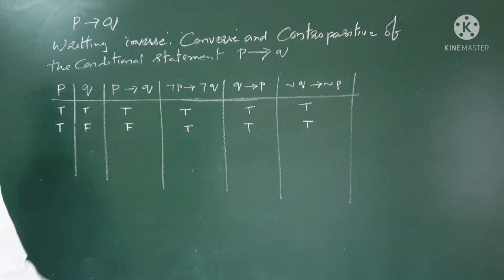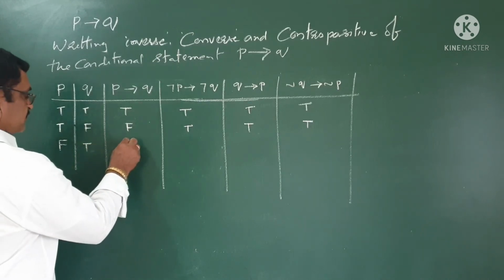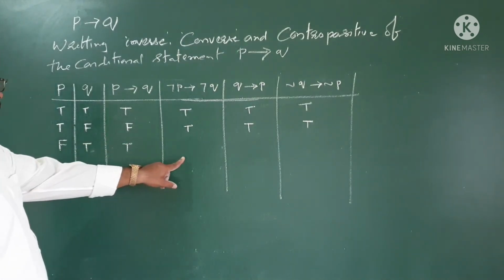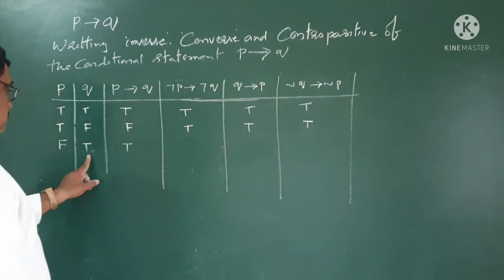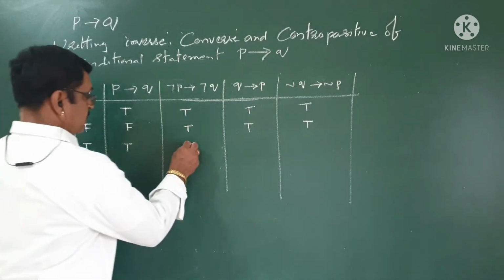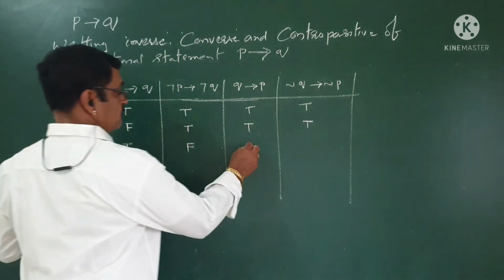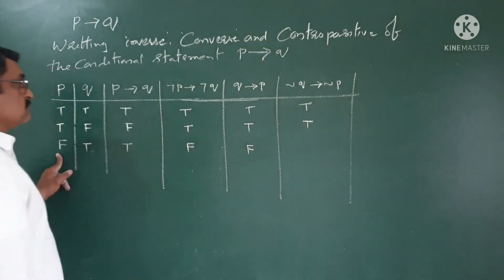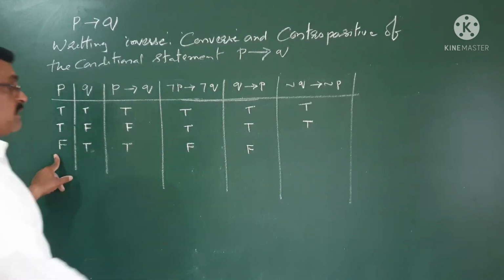Next one, false and true. P implies Q: false implies true, of course this is true. What about this? Negation of P, that means true. Negation of Q, false. True implies false is false. Next, Q implies P: true implies false is false. Next one, negation of Q implies negation of P. Negation of Q means false. Negation of P is true. False implies true is true.